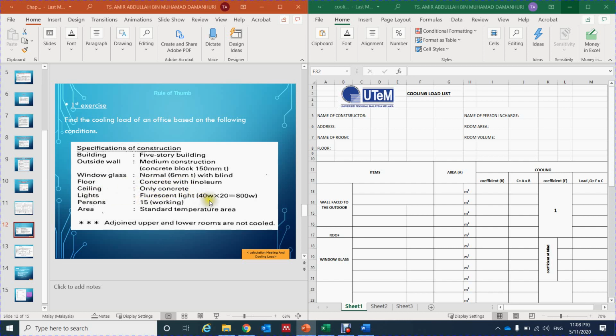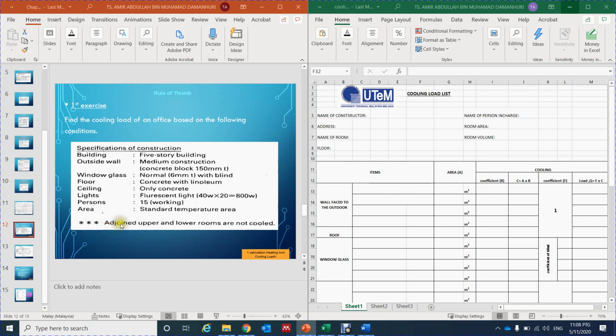And then the light is fluorescent light, which they have about 20 lights here, the quantity, and then the 40 watts times 20 is equal to 800 watt. And then the persons in the office are 15 persons that are doing light work, and then the area is we are using the standard temperature area.